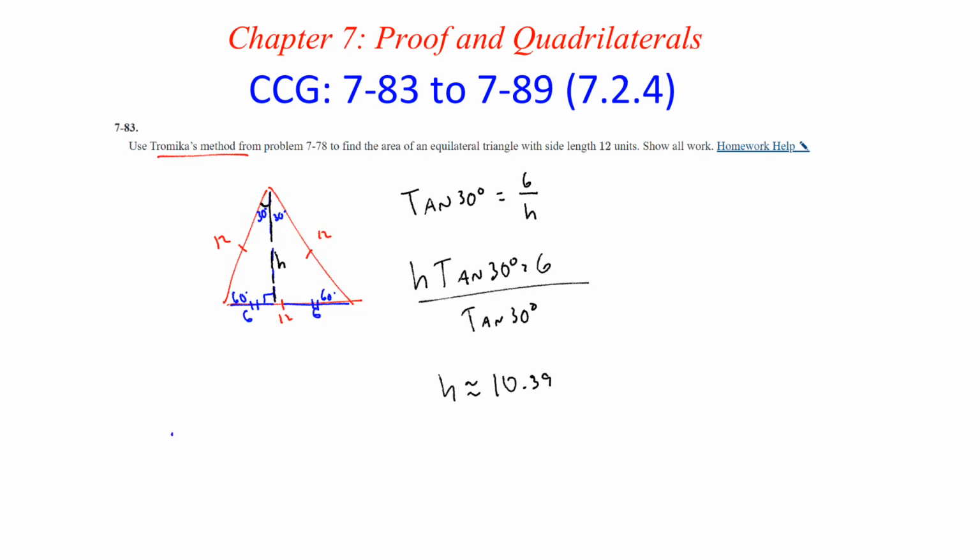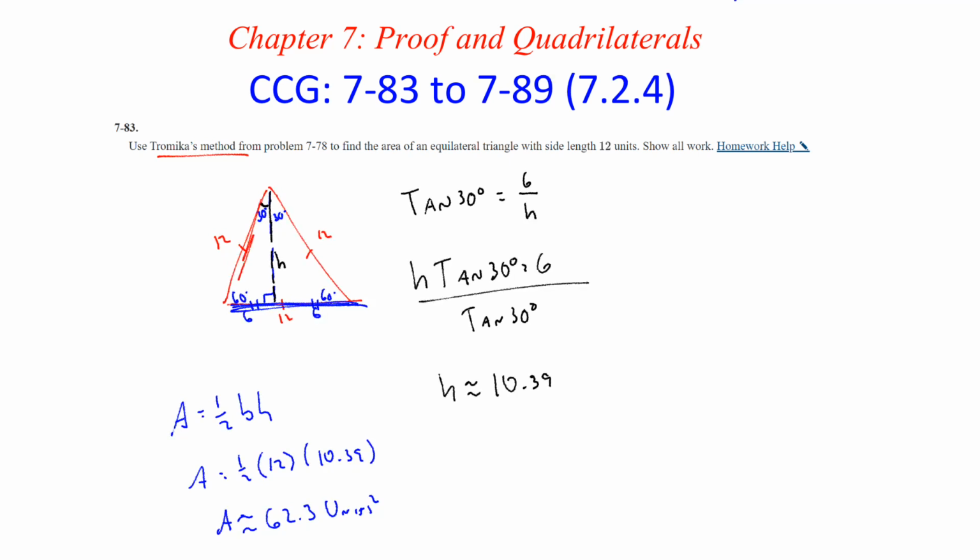So now we can find the area because we have 1/2 base times height. So that would be 1/2 times the base, this full distance of 12, times the height we just found to be approximately 10.39. So multiply those three together to get the area. That'll give us an area of approximately 62.3 units squared.